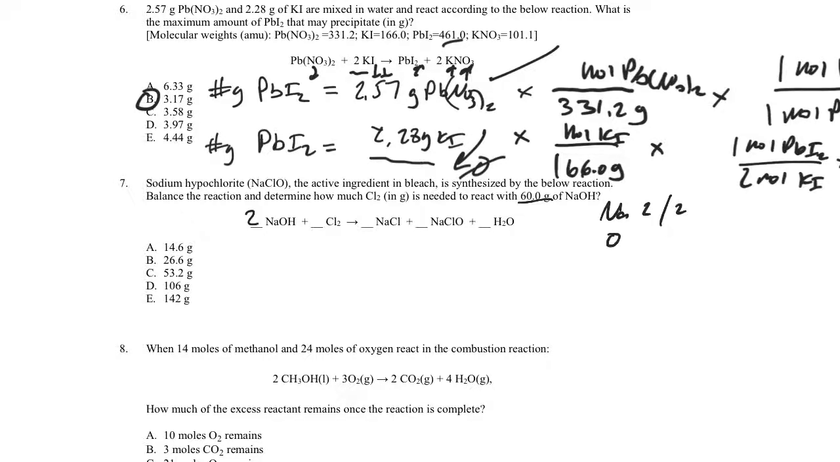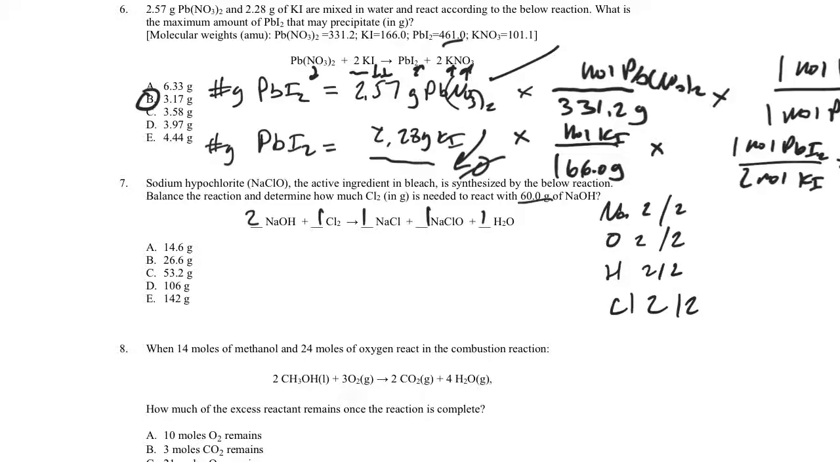We can check the oxygen. We have 2 on the left side. We have 1, 2 on the right side. And then the hydrogen count, we have 2 versus 2. And then finally, the chlorine count, 2 versus 2 on both sides. Okay, so we're good. So just 1's in all these other spots.